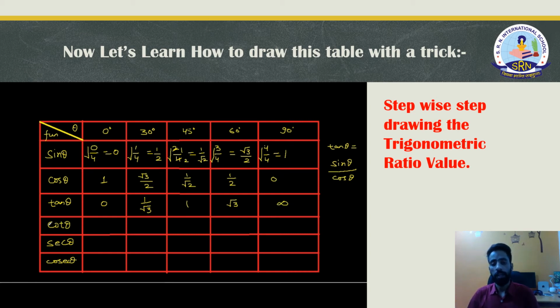Now for the cot theta, again we'll be writing these values in a reverse sequence. So infinity will be coming first, then root 3 will be coming, then we'll be having 1, then 1 upon root 3 and 0.